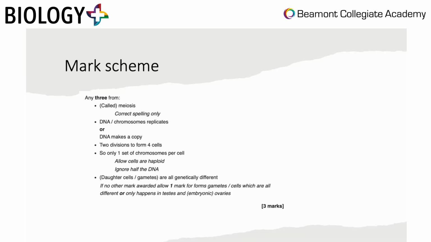So here's the mark scheme. How did you get on? So the division was meiosis. In meiosis there is DNA replication, 2 divisions to form 4 cells, only 1 set of chromosomes per cell, and the daughter cells are genetically different. Don't let the idea that you're talking about oysters throw you from answering this question. You know all about meiosis.